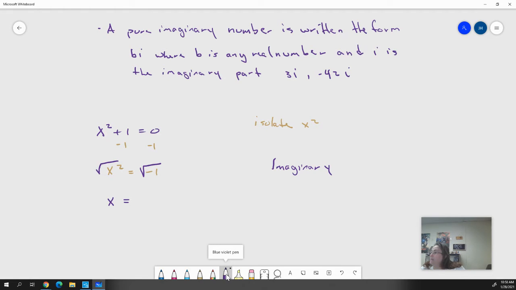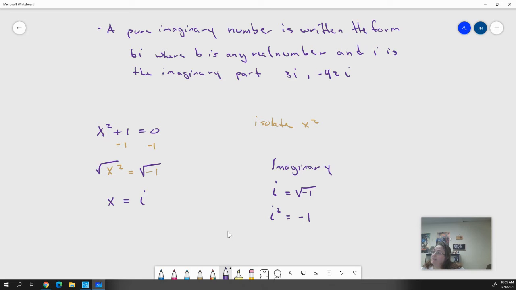And the imaginary number system basically tells us that i equals the square root of -1 and that i squared equals -1, right? So we can say without hesitation that if we take the square root of x squared equals -1, we would get x equals i.